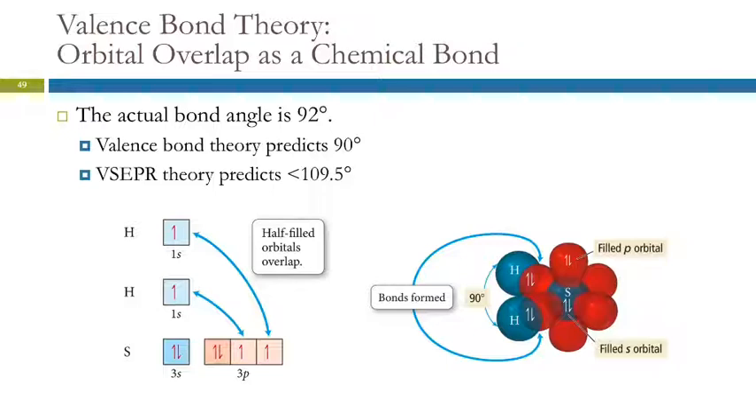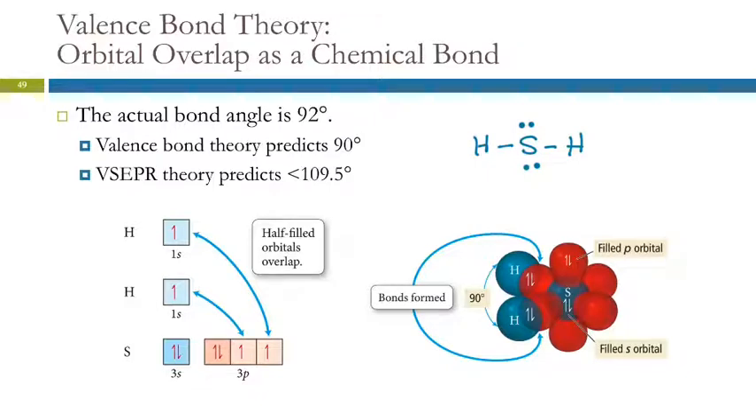If we look at VSEPR theory, which we just got done studying, and we look at the Lewis structure for this molecule, how many electron groups on the sulfur? 4. 2 lone pairs, 2 bonds. 4 groups. 4 groups do tetrahedral. Tetrahedral, 2 lone pairs, it's going to be bent.